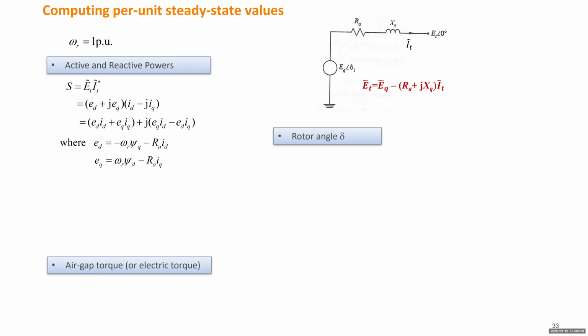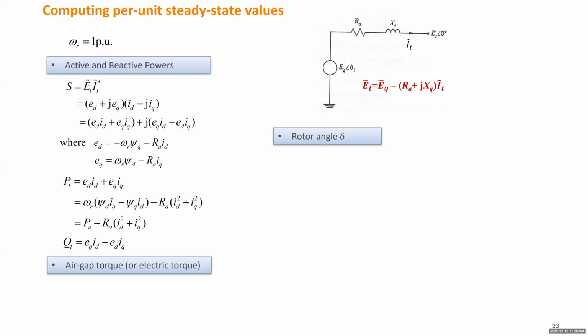You just do the calculation to get this step, and the real part will become active power, and the imaginary part will become reactive power. And from previous slides, we know ED is proportional to the flux linkage in the Q axis and also the voltage drop on the resistance. Similarly, for EQ, they also depend on the flux linkage from D and also the voltage drop on the resistance.